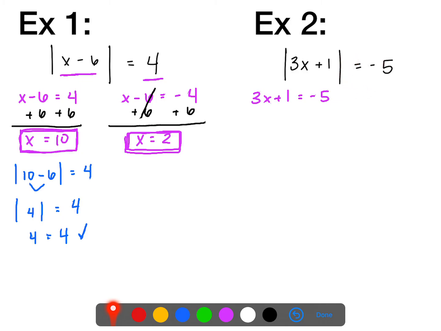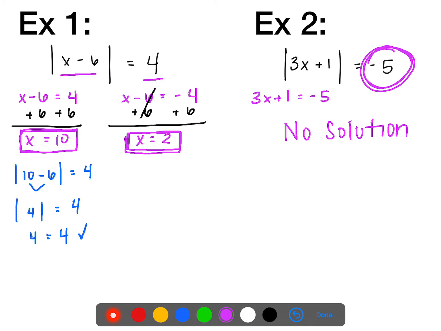So can an absolute value be a negative 5? No. So look at that. I don't even have to do anything. This one's done. There's no solution here. They were trying to trick us, because I cannot have this. Negative 5 can't happen. I can't have an absolute value equals negative 5.